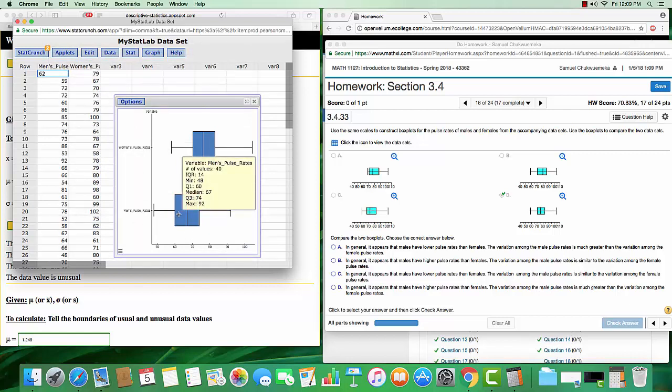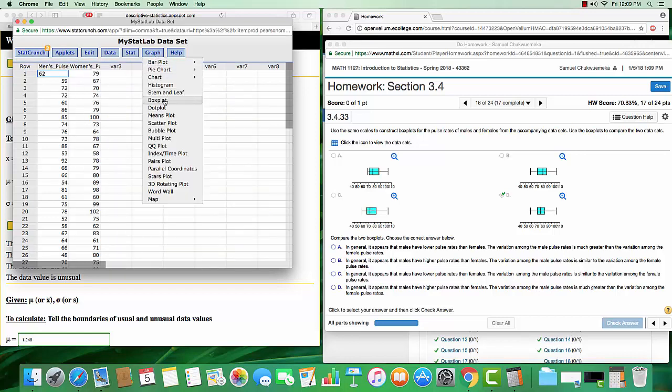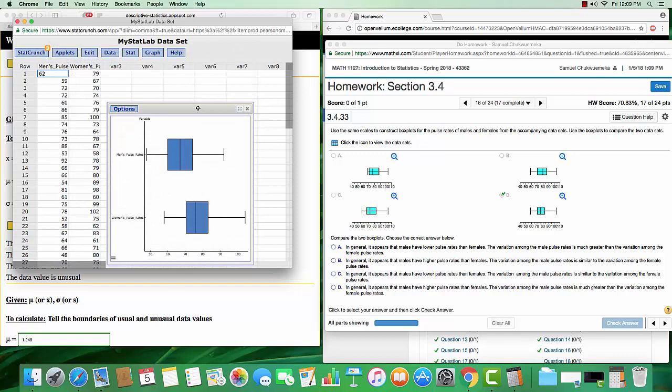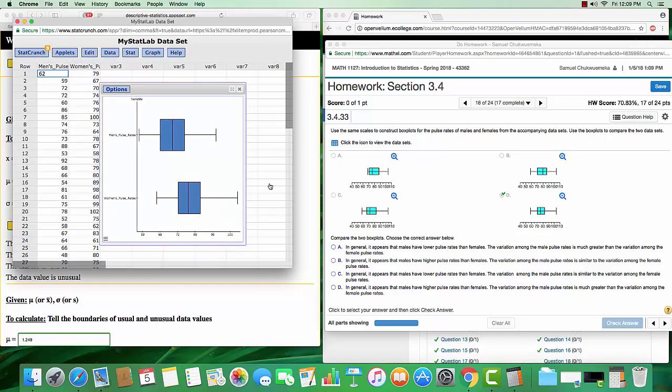I would like for men to come on top first before the women, so I can look at them. So let me do it this way. Graph, box plot. I will select women's pulse rates first, then the men's pulse rates. Draw boxes horizontally, compute. There you go. I think men come first. Looking at the men, the minimum is 48. Minimum here is 58 for the women. Maximum is 92 for the men. Maximum is 104 for the women.